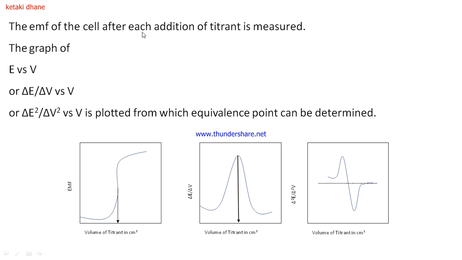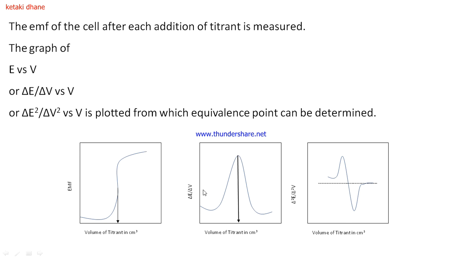How does the EMF of the cell change gradually against the volume of the titrant? So these are some graphical representations. The first graph is a plot of the change in potential, or EMF, of the solution against the volume of titrant added. There is a gradual increase in the EMF as we increase the volume of titrant added to the solution. The next graph is against the volume of titrant, measured in terms of delta.